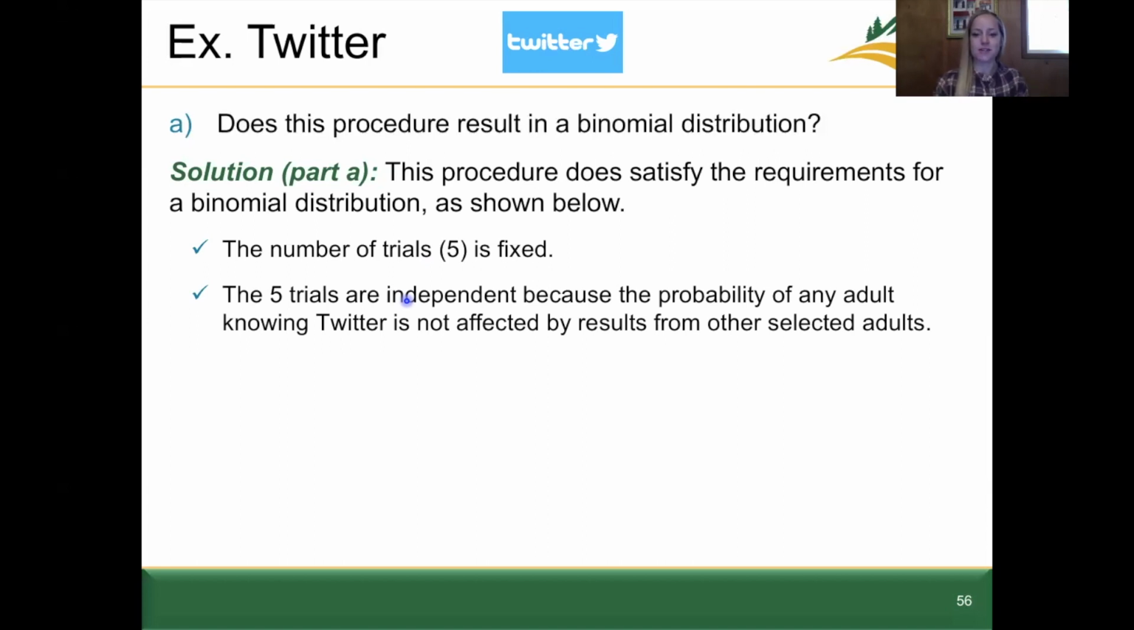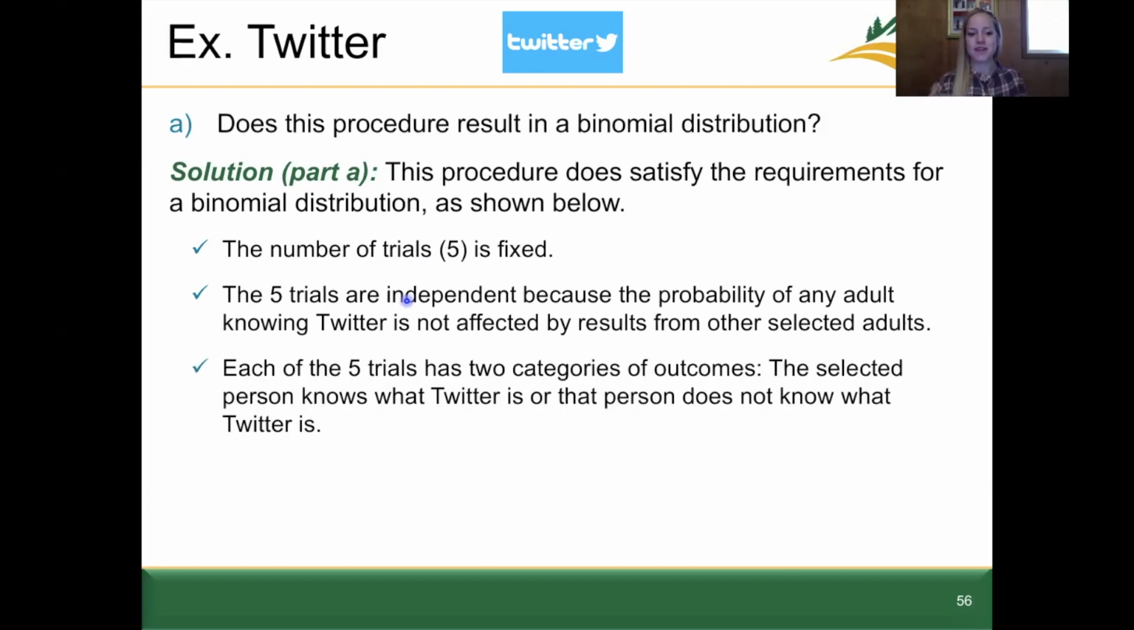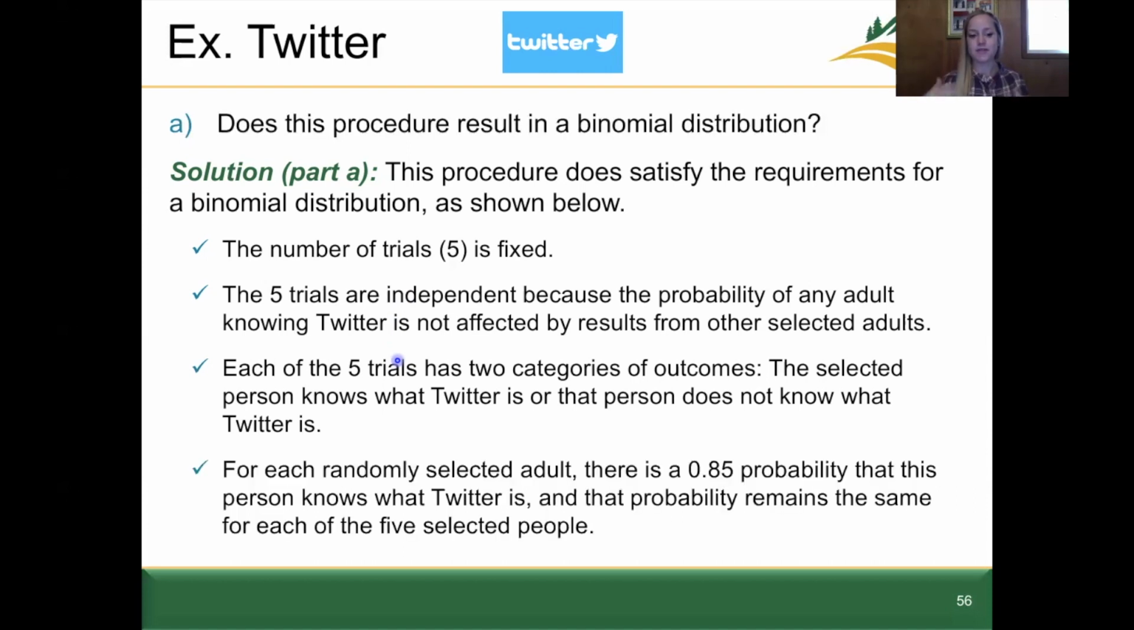The third requirement, also really important, is that each of these 5 trials has 2 categories of outcomes. Either the person knows what Twitter is, or that person does not know what Twitter is. We can break this into 2 categories. The fourth requirement: for each randomly selected adult, 1 adult at a time, there's a 0.85 probability that that person knows what Twitter is.